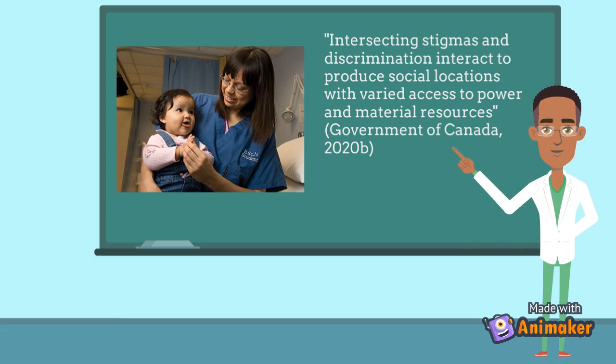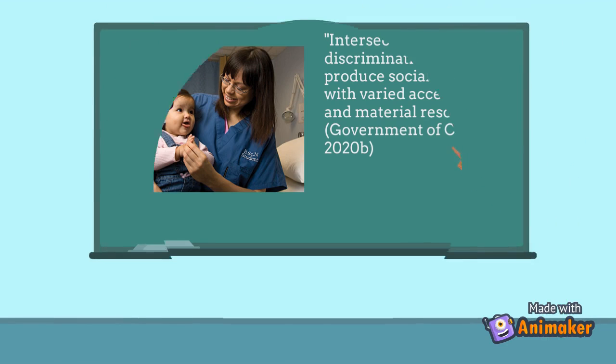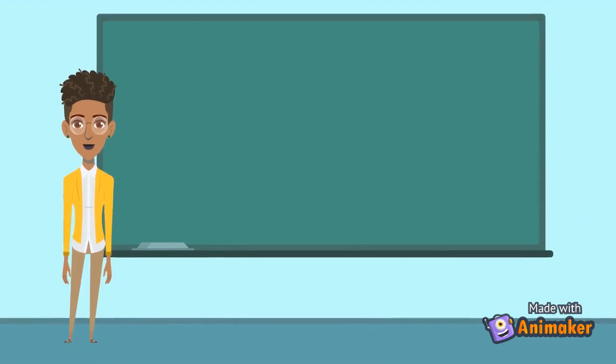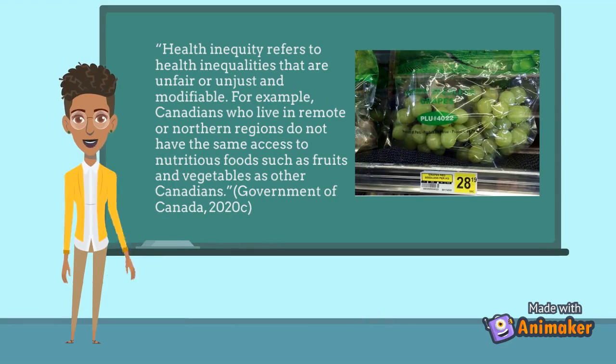The isolation and limited access to resources can be especially challenging for older adults who face disproportionately higher rates of depression. Social exclusions. Health inequity refers to health inequalities that are unfair or unjust and modifiable. For example, Canadians who live in remote or northern regions do not have the same access to nutritious foods such as fruits and vegetables as other Canadians.